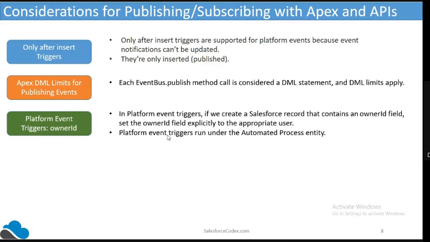Platform event triggers honor the owner ID. By default, a platform event trigger runs as the automated process entity, as a system process. So if you create any record in a platform event trigger, that record's owner ID will always be the automated process user. Instead, you should assign the owner ID of that record based on your business use case, probably to a queue or to the respective user. So you have to change the owner ID when you are dealing with platform event triggers.